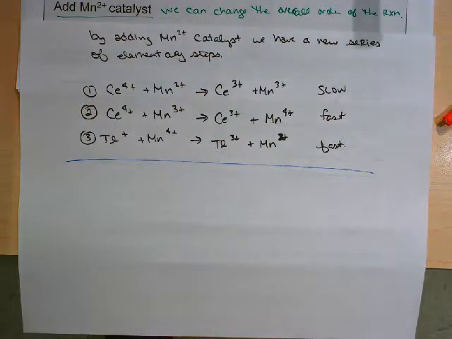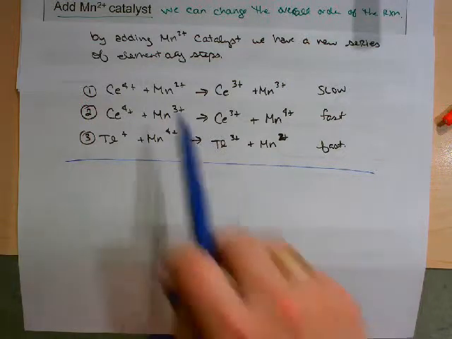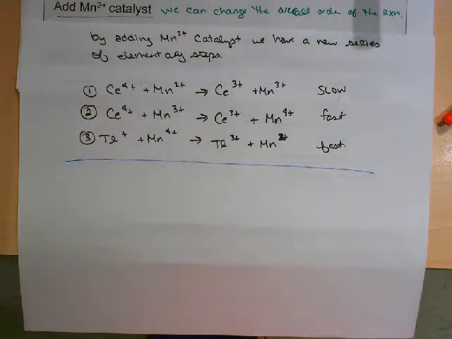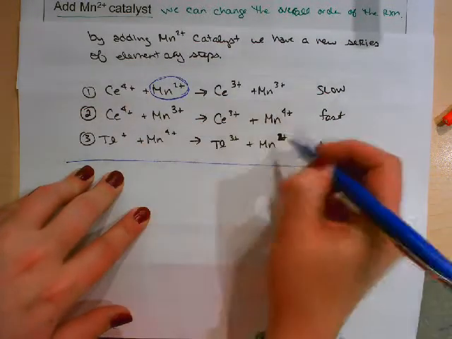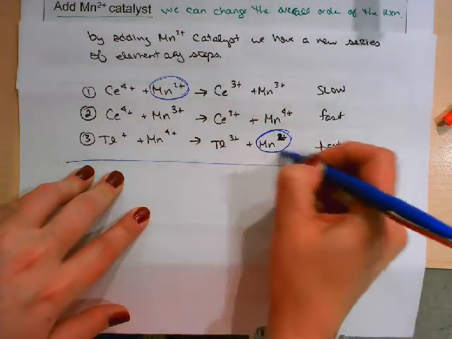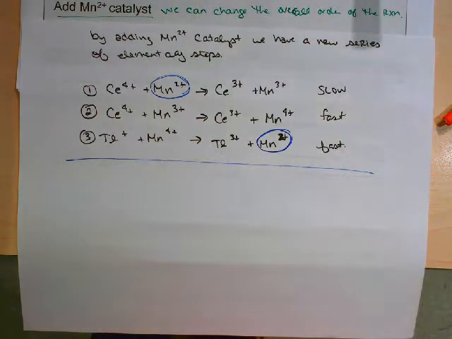Alright, so let's say we have this new series of elementary steps. If manganese 2 plus is the catalyst, I should have manganese 2 plus at the beginning of my reaction, and it should pop out the very last step at the end of my reaction. Is that the case? Yes, right? Here it is in the very first step going in, and manganese 2 plus is the very last thing coming out. So that's good.